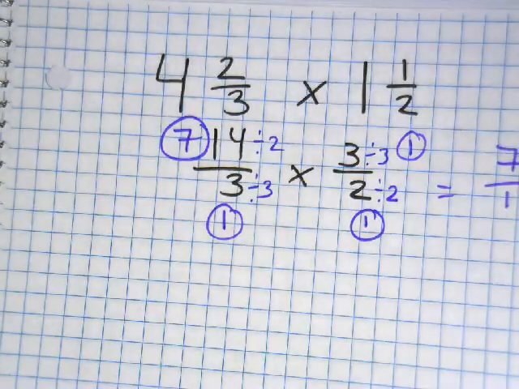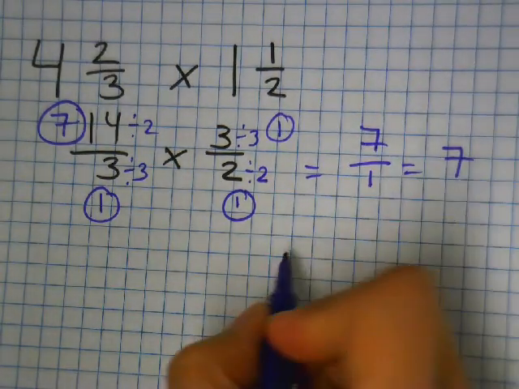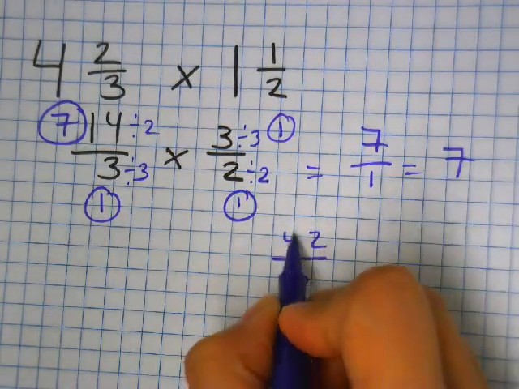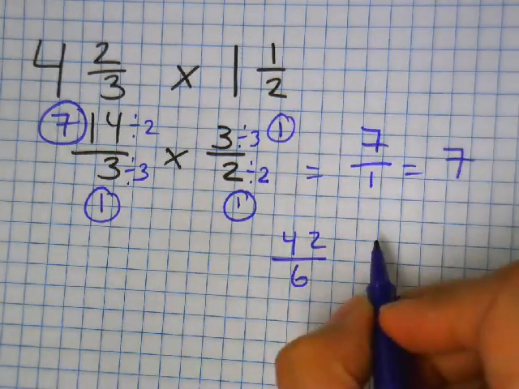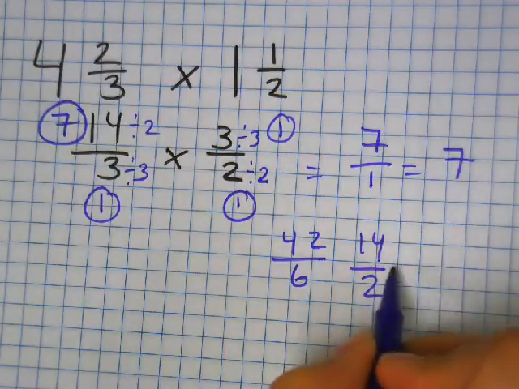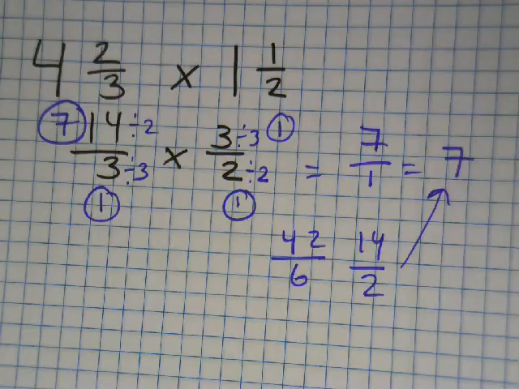Now, some of you I saw got, let's see, 14 times 3, 12, carry the 1. 42 over 6. Some of you got 14 over 2. All lead to 7. So if you got this answer, all you have to do is simplify. No matter what, we all end up at 7 if we did it correctly. And simplify all the way. All right, here we go.